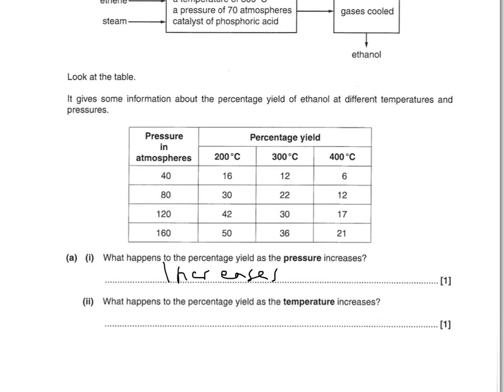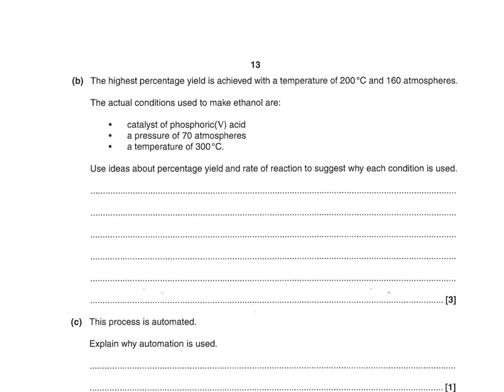Then what happens to the percentage yield as the temperature increases? Well, the temperature increases across this way, and you can see that across the percentage yield goes down, so that is decreases. The highest percentage yield is achieved with a temperature of 200 degrees and 160 atmospheres.